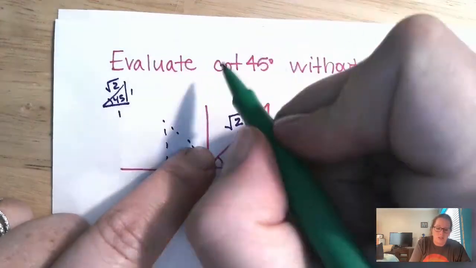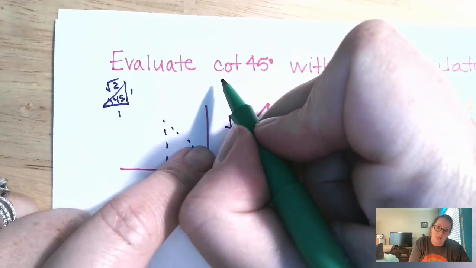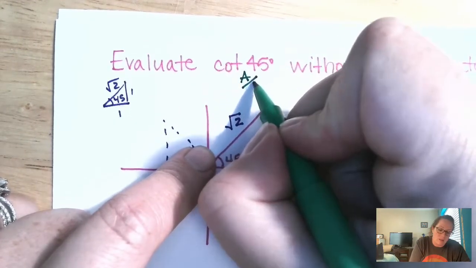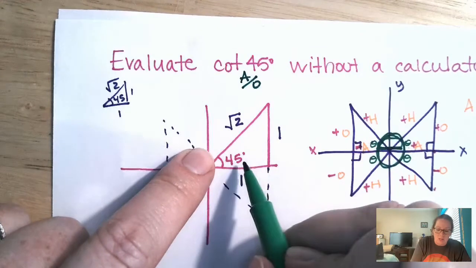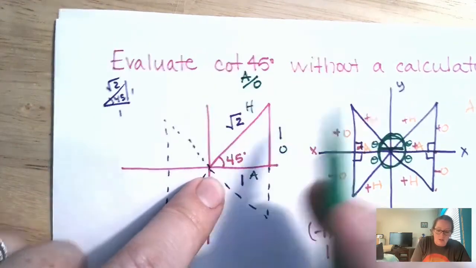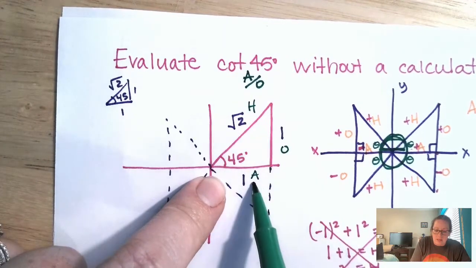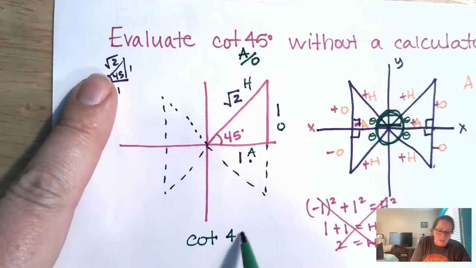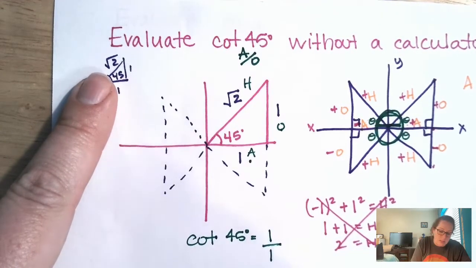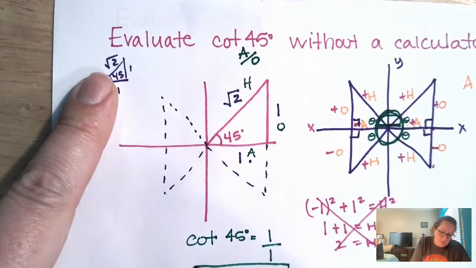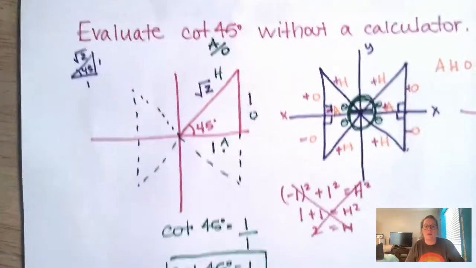Now, cotangent is the opposite of tangent, right? So tangent is O over A, so cotangent would be A over O. Let's go ahead and label these guys. That's A, that's O, that's H. So cotangent is the A over the O side. Cotangent of 45 degrees is the A over the O. So cotangent of 45 is 1. Look at that. We did that without a calculator.